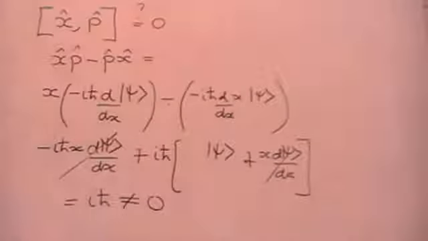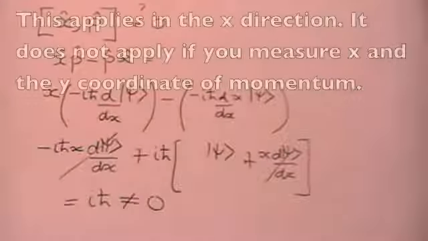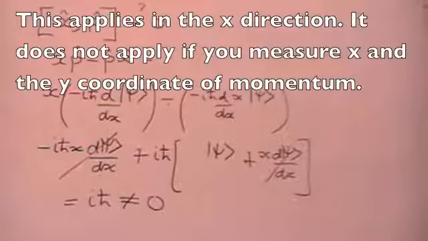which significantly does not equal 0. And that's the reason that you cannot measure x and p at the same time. And that essentially is Heisenberg's uncertainty principle. It has nothing to do with the difficulty of doing the measurement, though that is a problem. It has nothing to do with the sensitivity of the equipment, though that is a problem. It has nothing to do with the fact that when you measure something, you interfere with the thing you're measuring, though that is a problem. This is something much more fundamental than all of those practical difficulties.